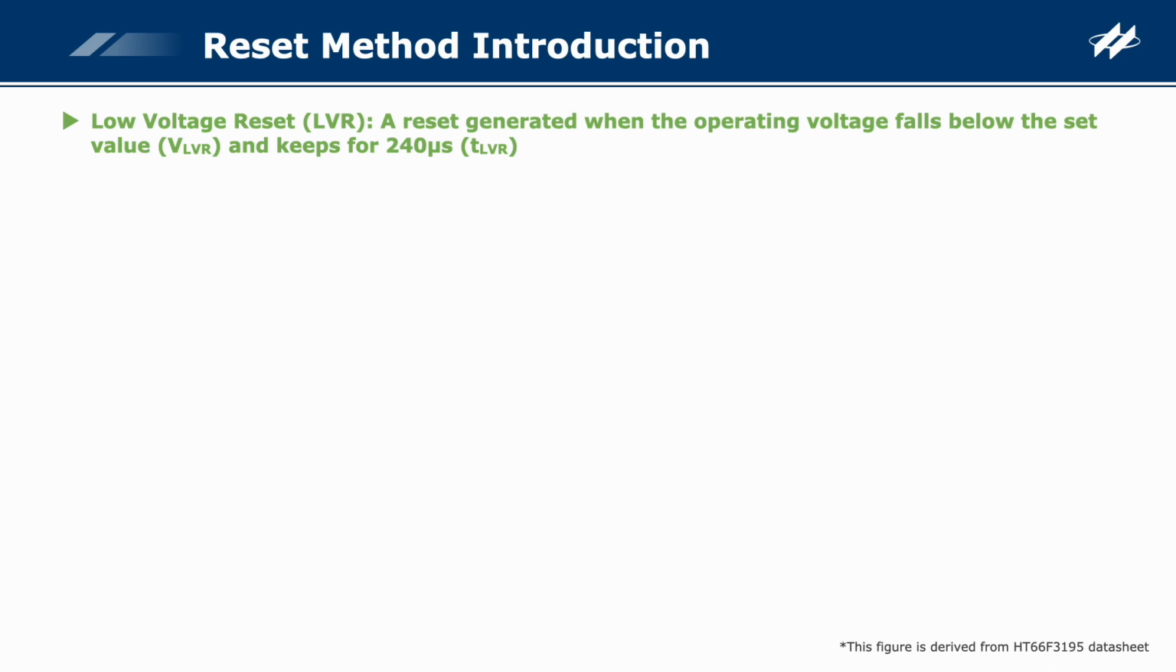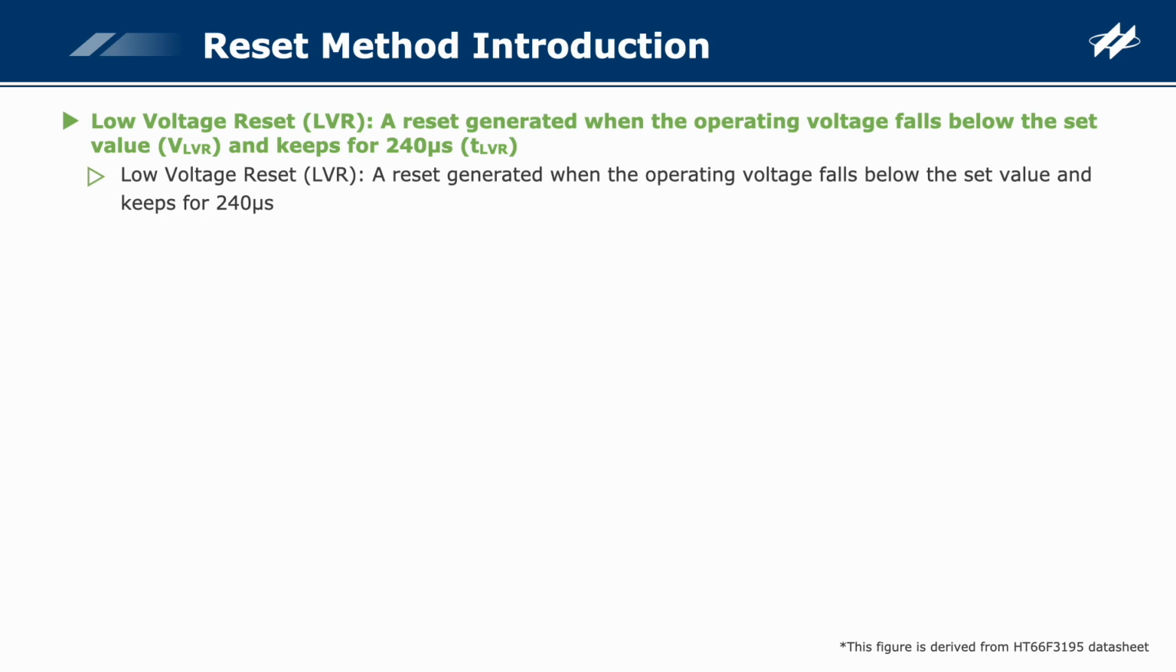The low voltage reset, which is used to monitor the supply voltage, occurs when the operating voltage falls below the set value and keeps for 240 microseconds. After reset, most registers will be restored to their initial status, and a few registers will remain unchanged. The low voltage reset flag LVRF will be set to 1.